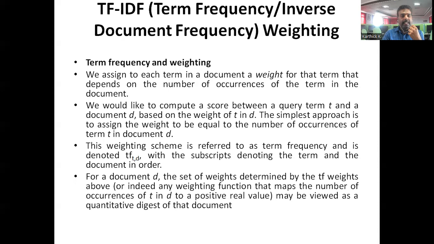If I find it a second time, I will add two weights. Third time, three weights. Fourth time, four weights. So the number of times a term has been repeatedly coming in a document, that is term frequency. Based on that ranking, automatically that document will come first in the ranking.